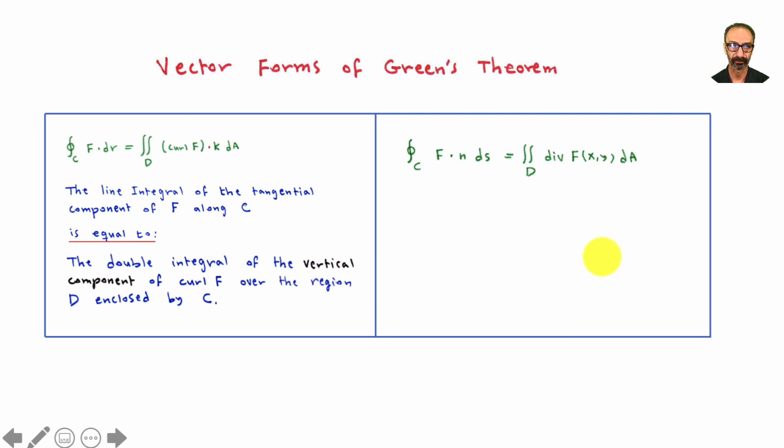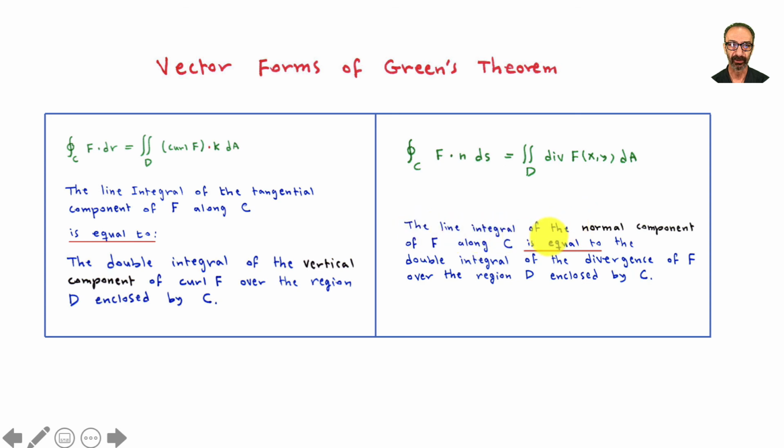Here's the other form. What this says: the line integral of the normal component, when you do F dot n, and n is normal, all you are doing is taking the normal component of F along C, is equal to the double integral of the divergence. This is the curl, this is the divergence, of F over the region D enclosed by C.